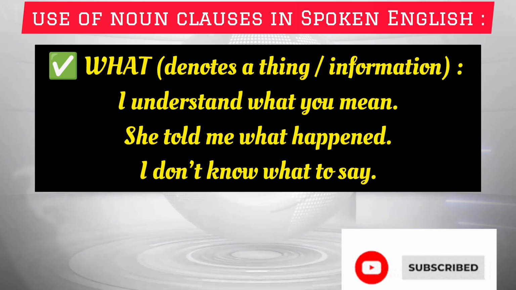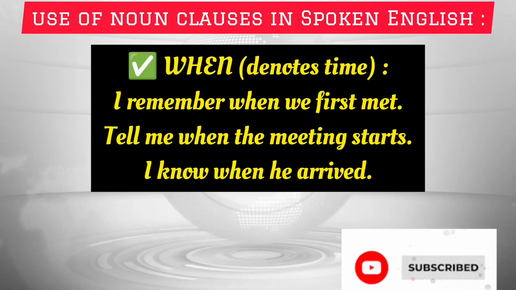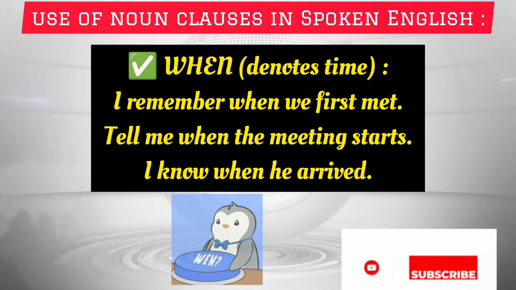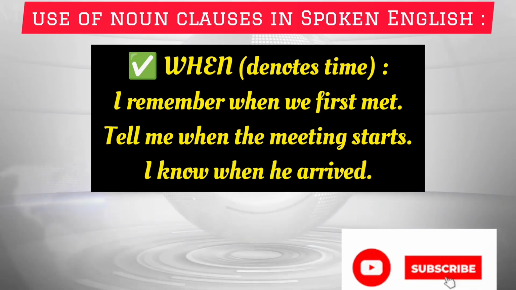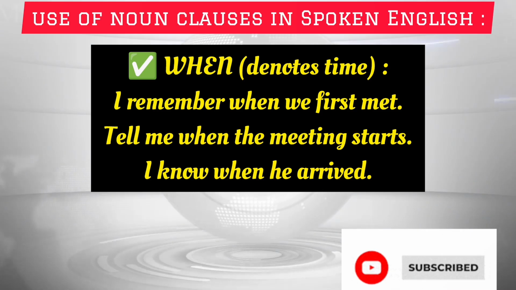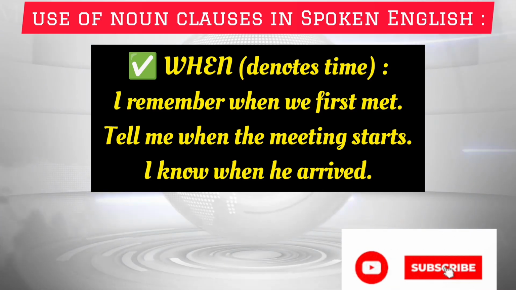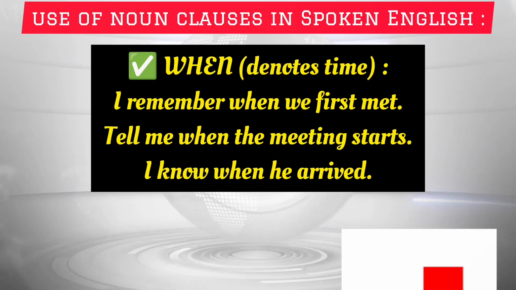Up next, we will see how to use when as a noun clause which denotes time. As you see the first example, I remember when we first met. So when we first met is the noun clause over here. I'm pointing towards a particular time, that is when we first met.